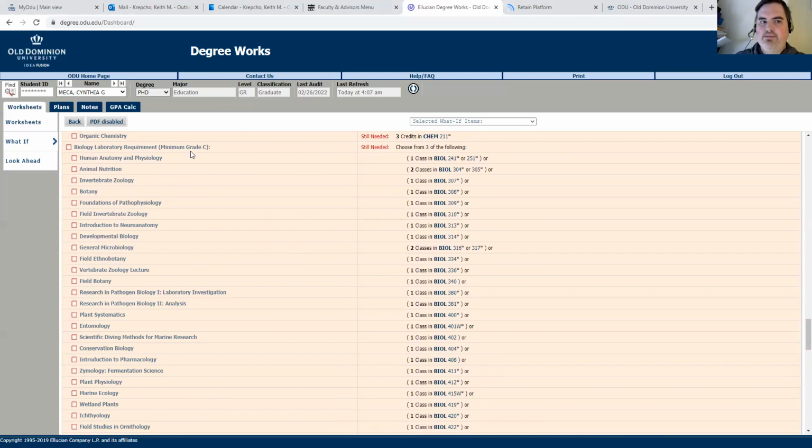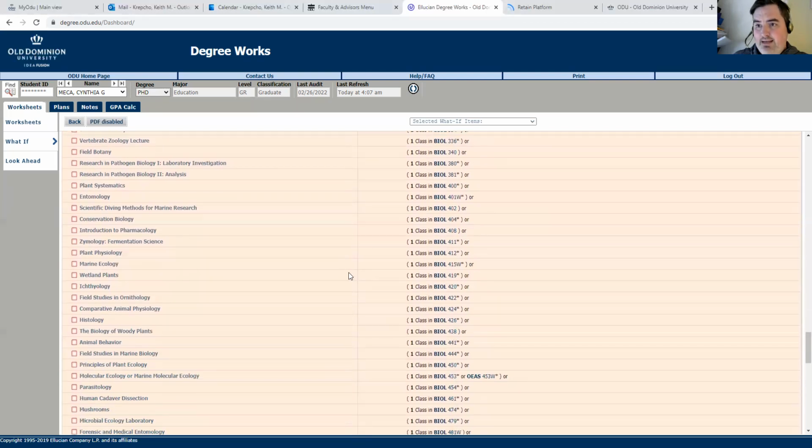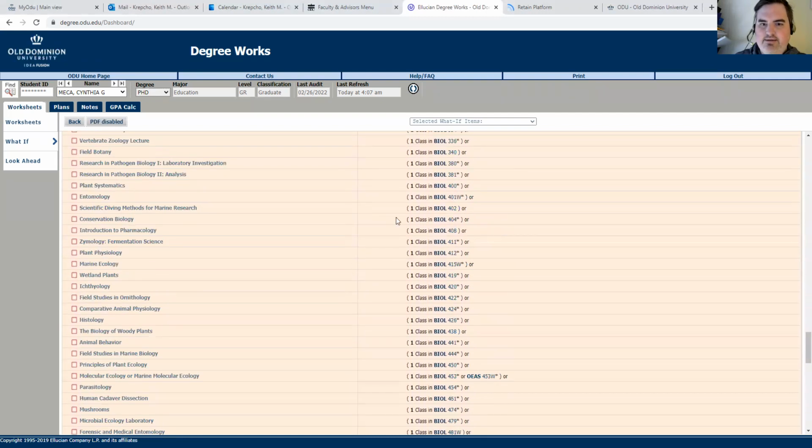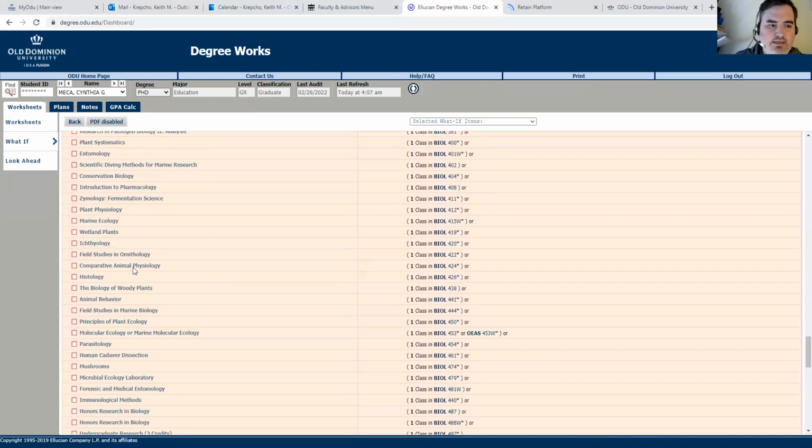Okay, the other area in the departmental requirements that can be a little confusing are the biology laboratory requirements. Again, you must get a C or better in these, and you get to choose from 3 of the labs. So these are all the labs that ODU will offer based on the catalog. And you can, again, get a good sense of what labs you may want to take while at ODU.